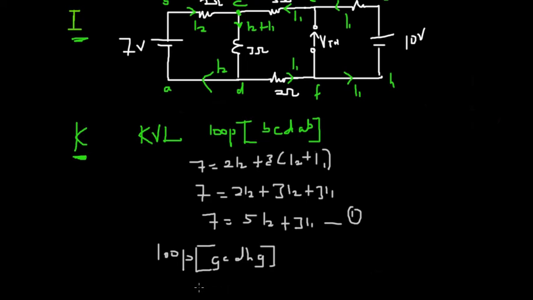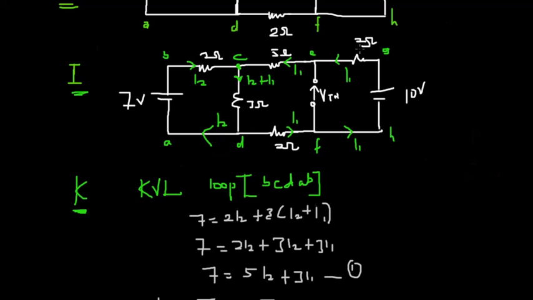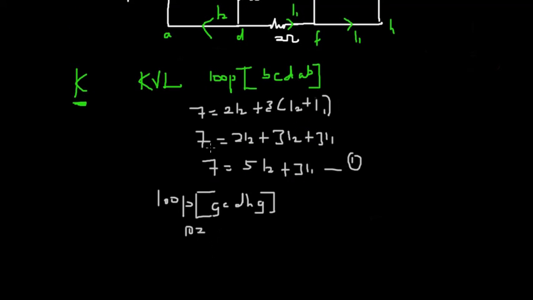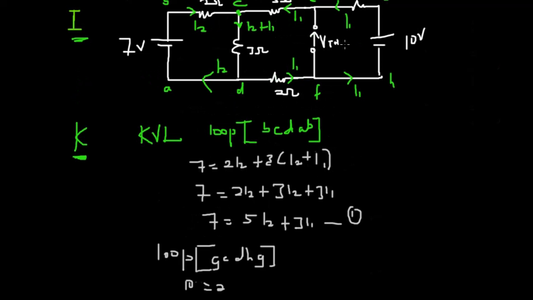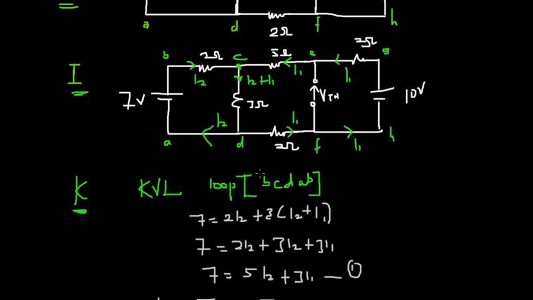That will give us this 10 volts. So 10 equals, we have a 2 ohm with current I1. So we are choosing this loop G, C, D, H, G. When you get here, we have another 5 ohm with I1. Let's see the direction of the current flow.